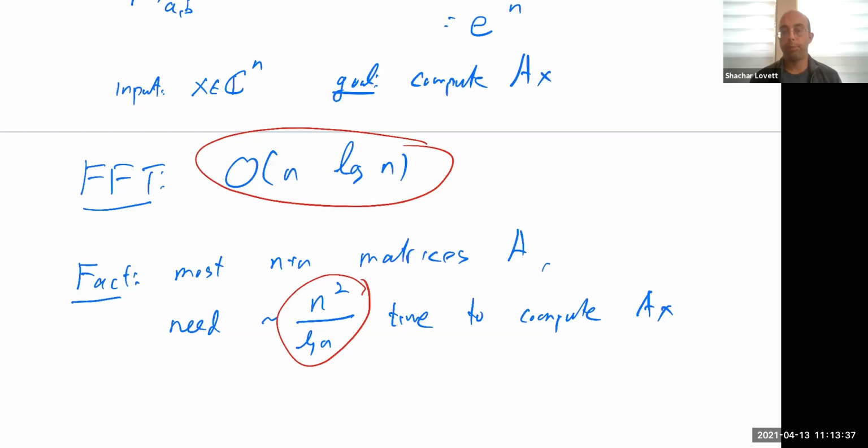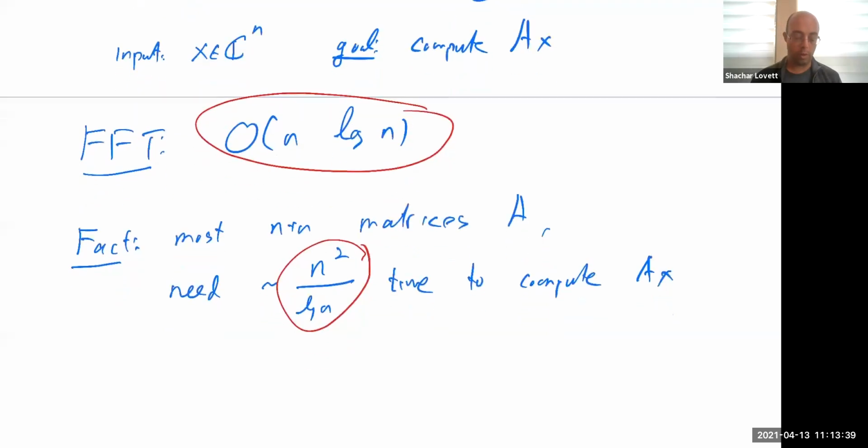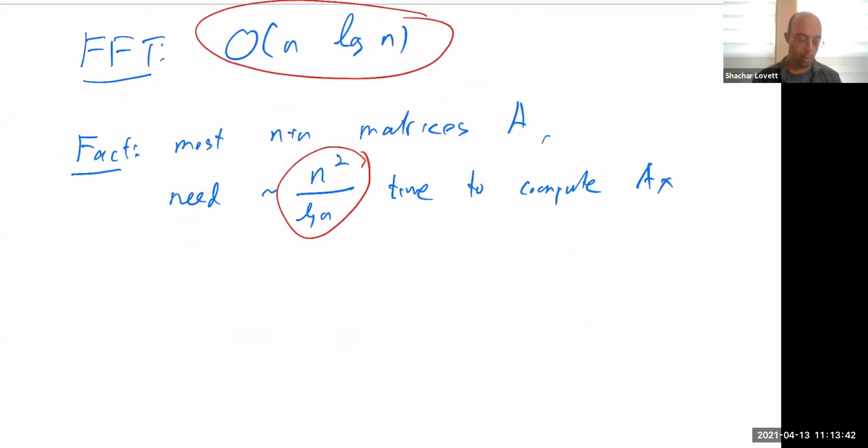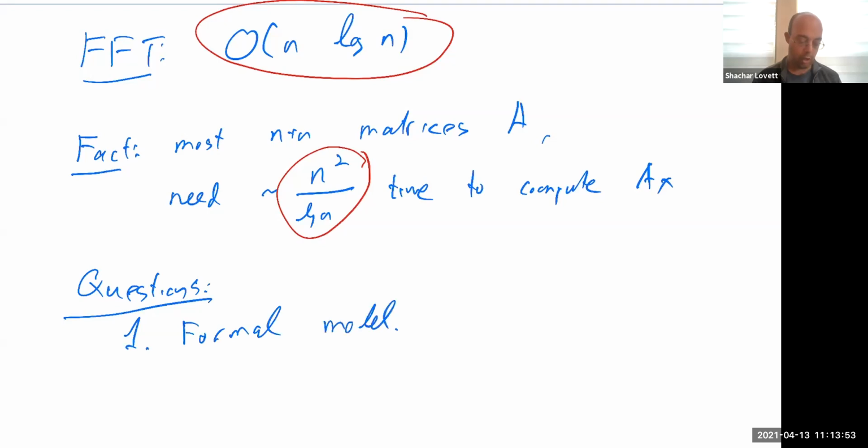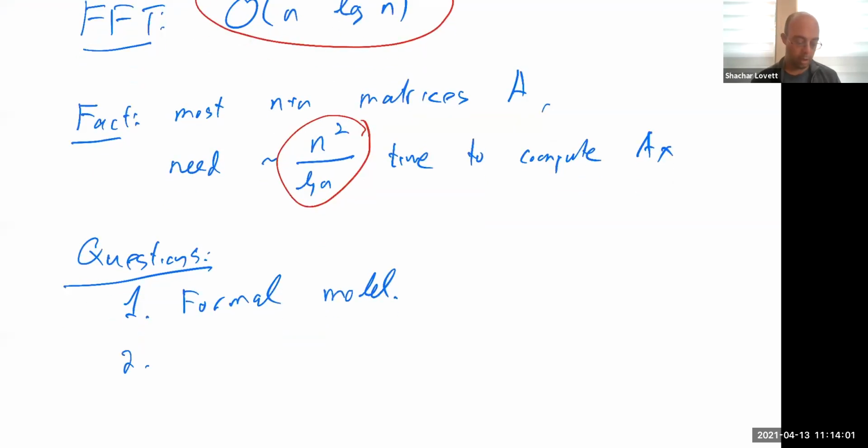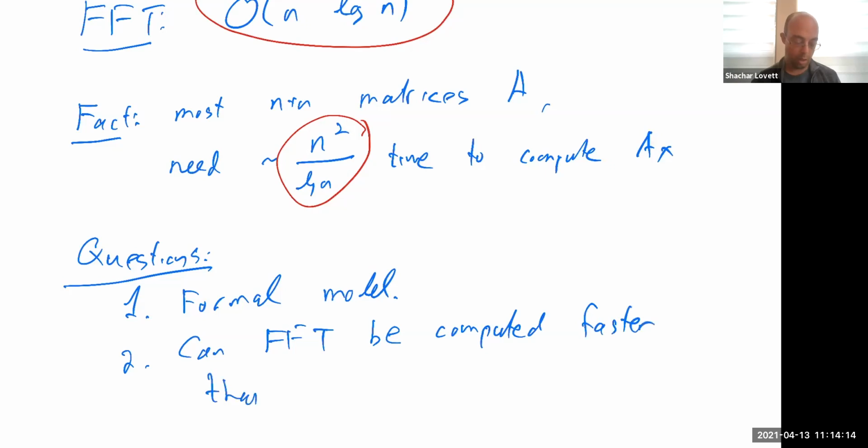And the question is why? There are two questions that we will try to understand. First, we need to define a formal model, so that we capture computations well and can count how many steps we take. We'll do that. Then we want to ask questions like, can the FFT be computed faster than order n log n?